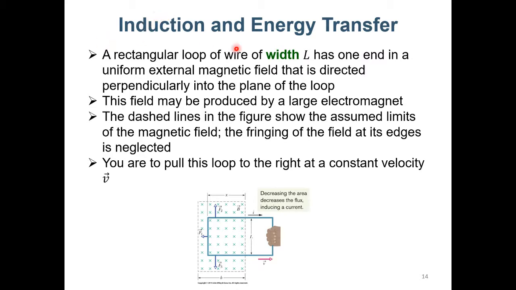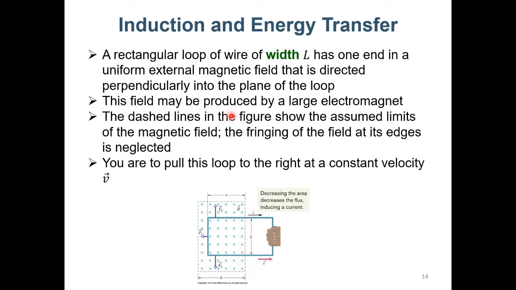So, induction and energy transfer. Here in this figure, it's shown that a rectangular loop of wire of width L. So this is the width, and it has one end in a uniform external magnetic field that is directed perpendicularly into the plane of the loop. So this is the external B field, and part of the loop is inside the magnetic field.